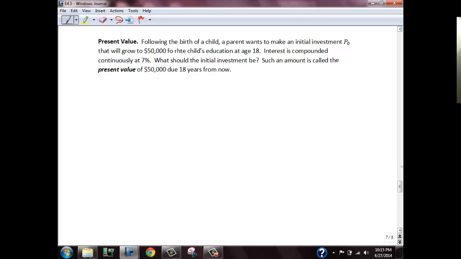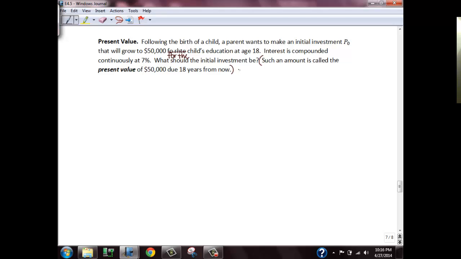So this says, following the birth of a child, a parent wants to make an initial investment, P0, that will grow to $50,000 for the, oh my goodness, with my typos. Well, you probably know what this should say, but it should be for the child's education at age 18. Interest is compounded continuously at 7%. What should the initial investment be? Such an amount is called the present value of $50,000 due 18 years from now. So this is just wording that we don't necessarily care about.